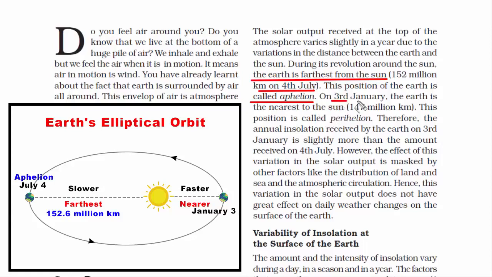And on the other hand, on 3rd January, the Earth is nearest to the Sun, and this position is called perihelion, wherein we are 147.5 million kilometers away from the Sun. Hence, we can conclude that the annual insolation, that is the incoming solar energy or sun rays, is more on 3rd January and less on 4th July of every year. Please remember these dates. So this is the theory part.